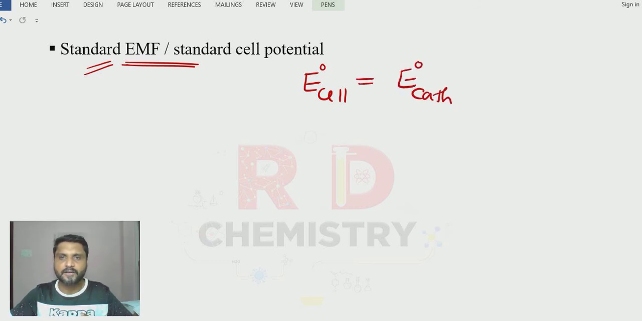In the case of a galvanic cell, voltaic cell, we find out the voltage of the cell at standard conditions, called the standard EMF. EMF stands for electromotive force. So how to calculate? We have E naught cell, where naught represents standard condition, is equal to E naught of the cathode minus E naught of the anode. Correct? Generally, this E naught cell is always a positive quantity, right?